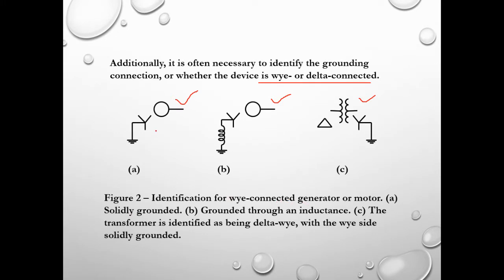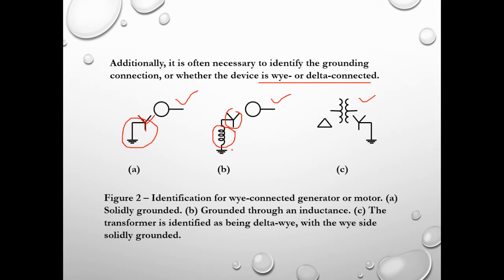So solidly grounded, you can see the symbol of ground over here. So this is a Y or star configuration, and it is solidly grounded. Next, grounded through an inductance. We have a certain number of turns of coil over here. So it is being grounded from the Y or star into the earth.